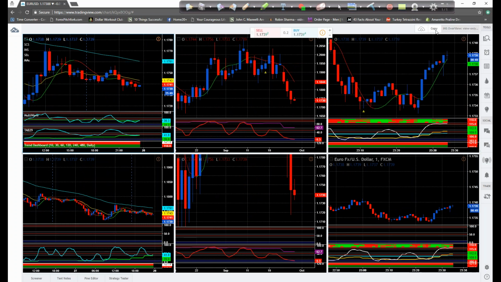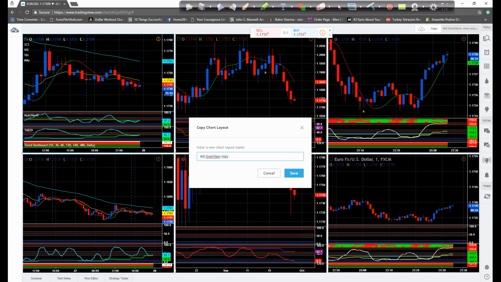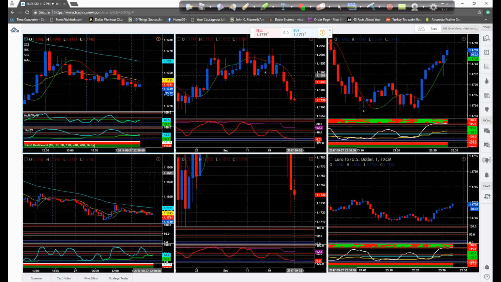Oh, there it is. So you got to have the side windows closed, and then you're able to do it. So then you would copy this, give it a name, anything you want to type in here. I said INS overview copy because that layout was called INS overview. So then you can copy that and whatnot. But I can't do that with this one because there's some stuff in here not the way it'll be distributed.